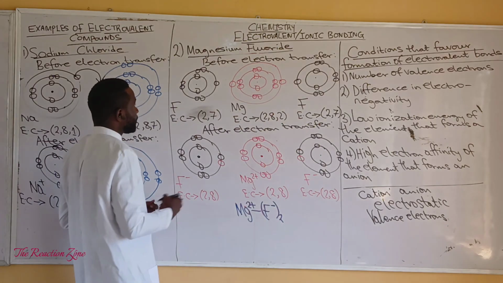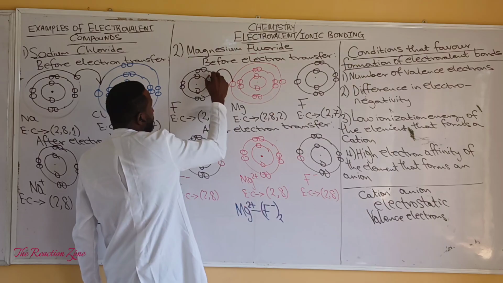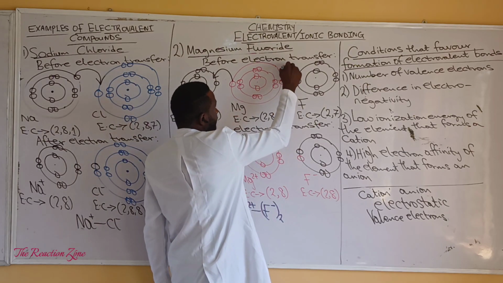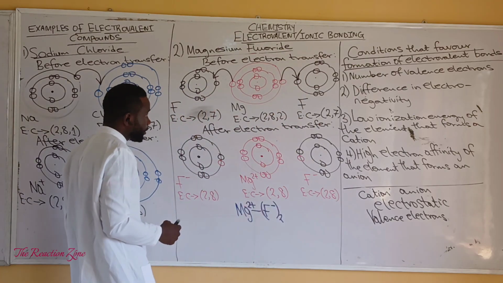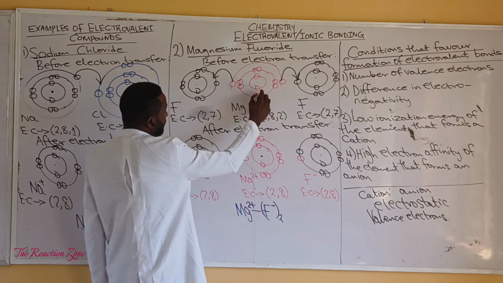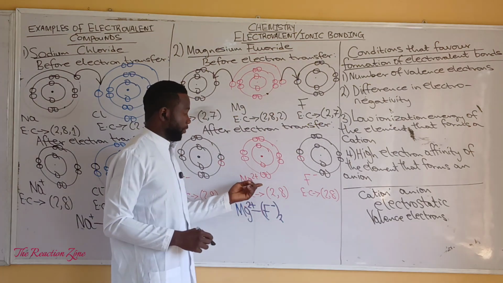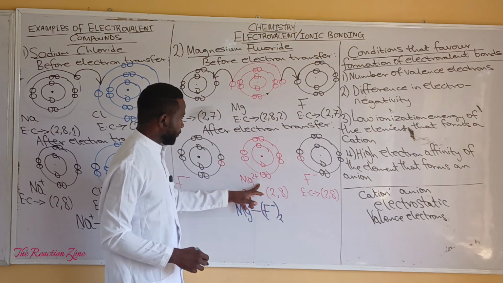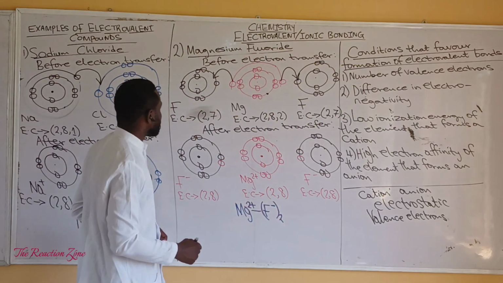So what happens is that this magnesium atom transfers this electron to this fluorine atom, and it also transfers this electron to this other fluorine atom here. When that happens, the outermost electron shell for magnesium will no longer be this, but this one. And it forms magnesium ion, Mg2+. And we can see that in magnesium ion, the outermost electron shell has 8 electrons.